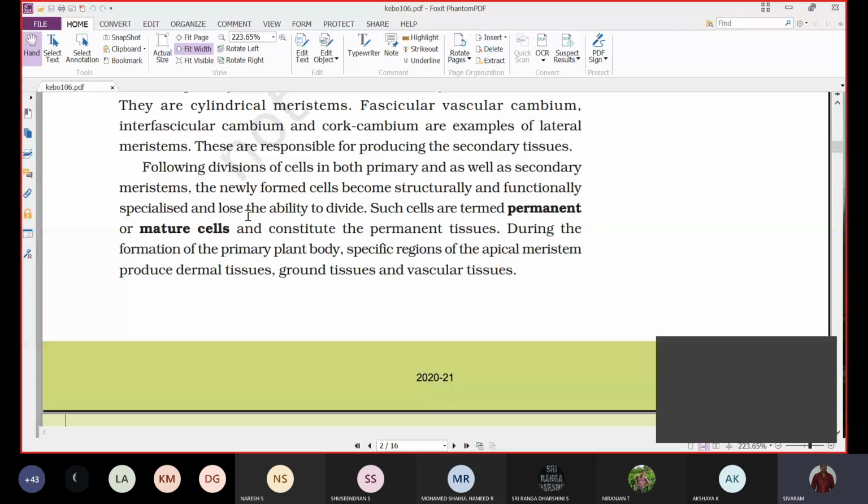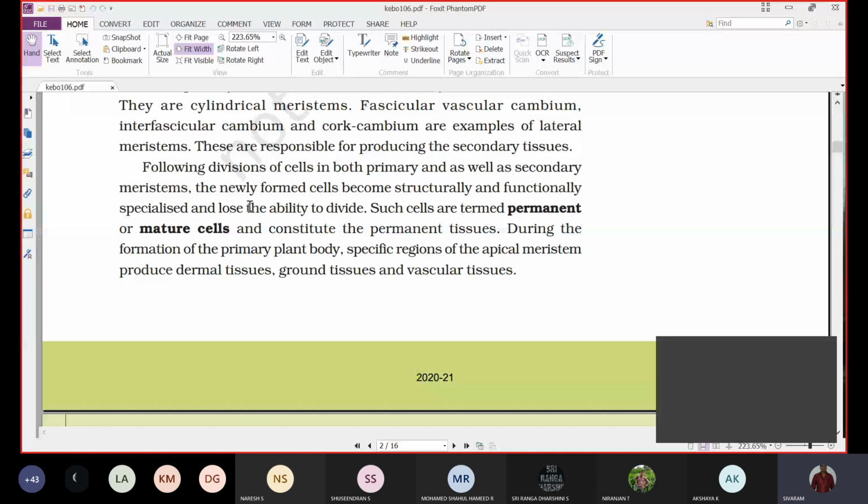And next, already we told you, in plants we'll find two types of tissues primarily, that is meristematic tissue and the second one is permanent tissue. Following divisions of cells in both the primary as well as secondary meristems, the newly formed cells become structurally and functionally specialized and lose the ability to divide. Such cells are termed permanent or mature cells and constitute the permanent tissue.